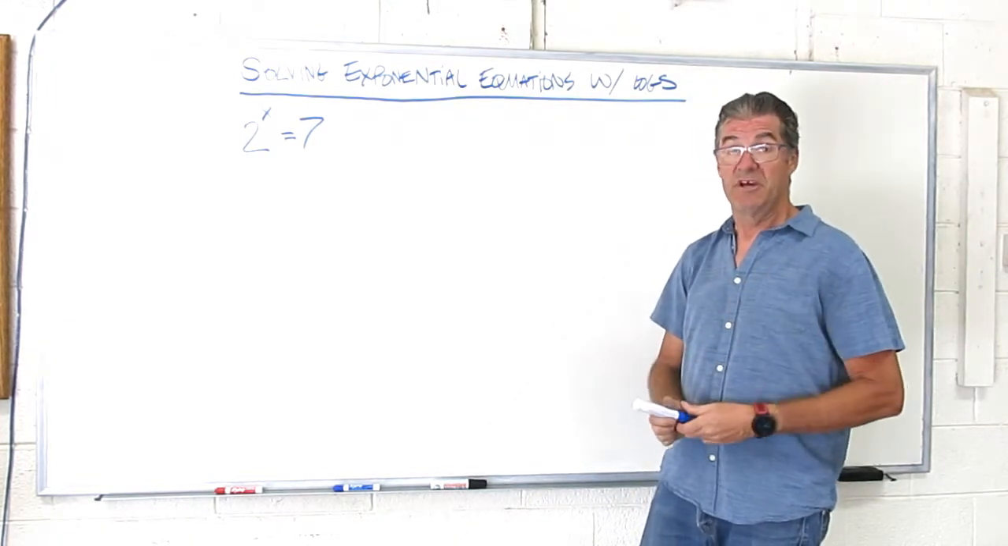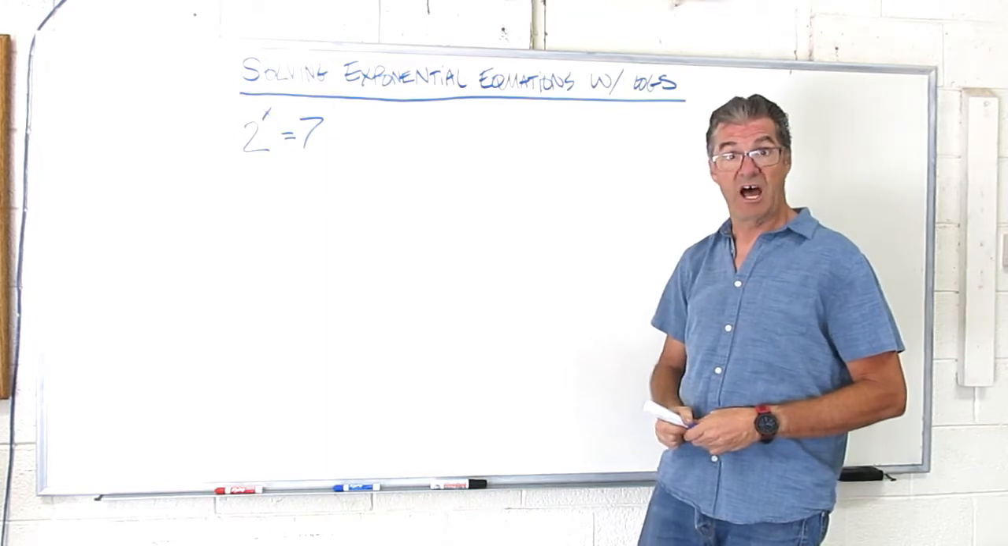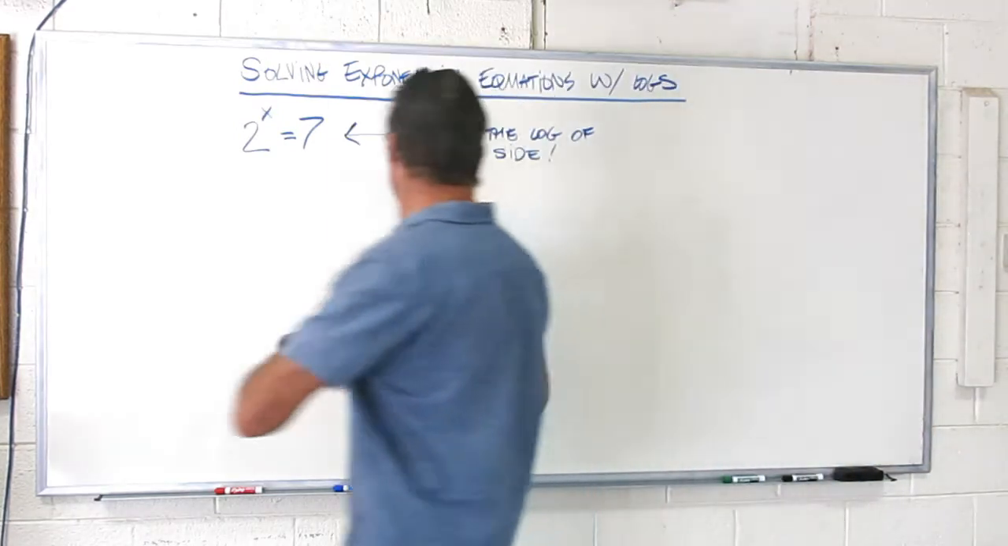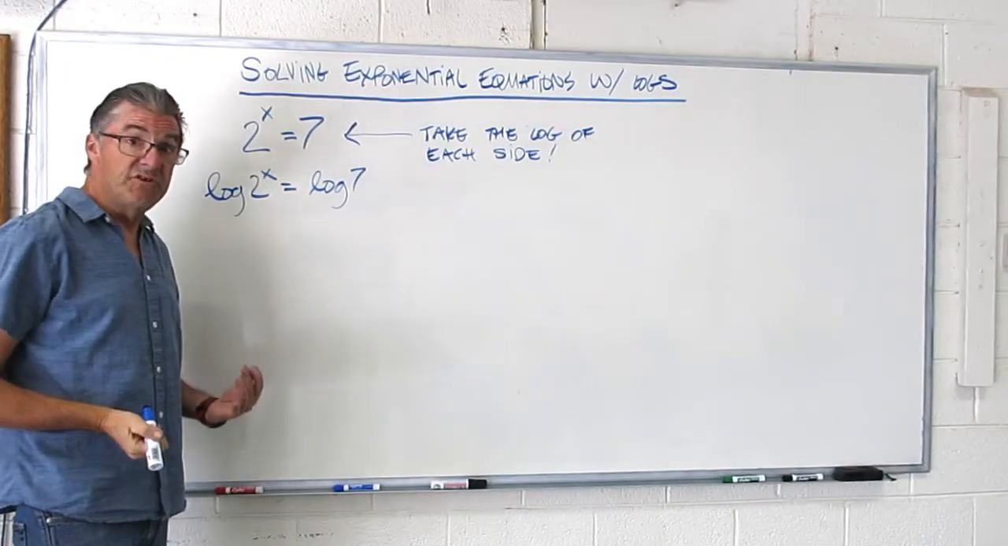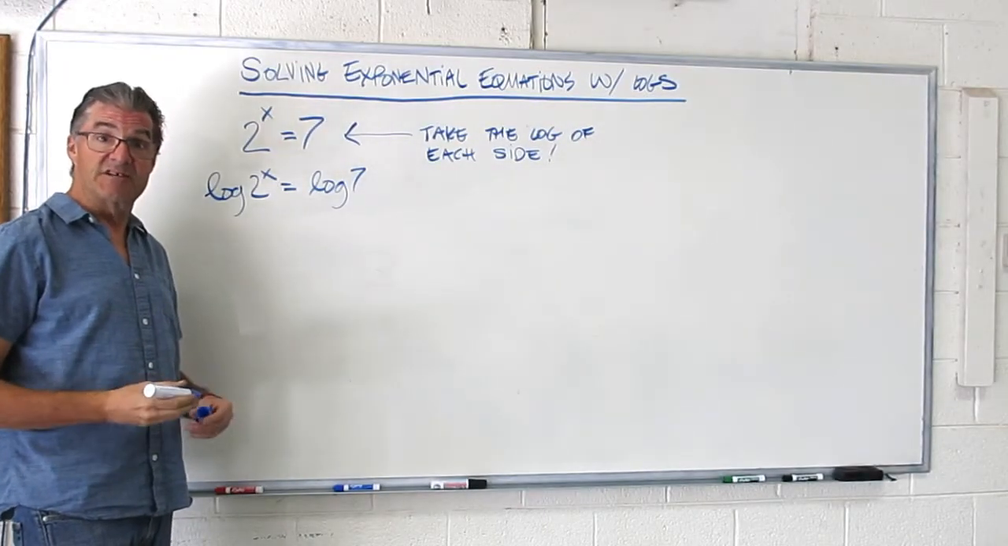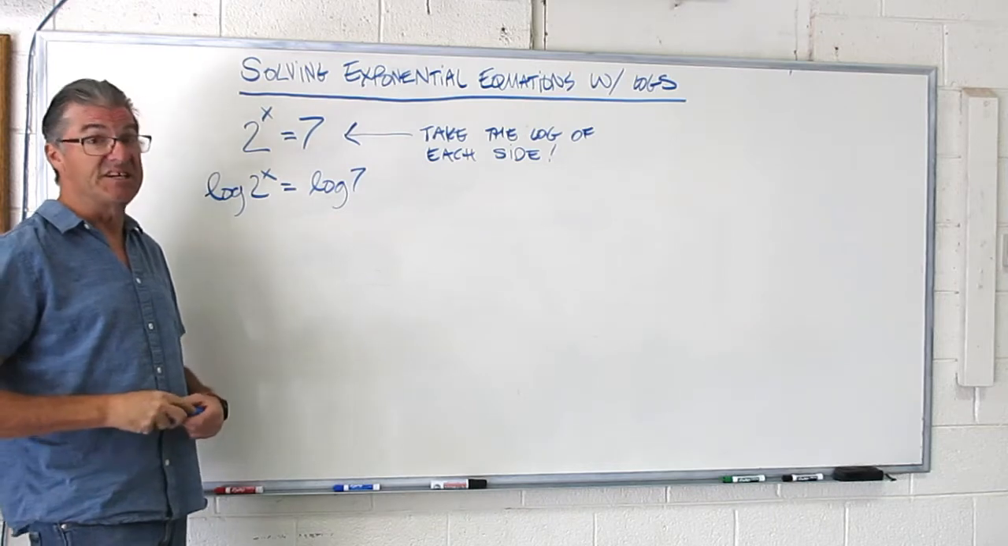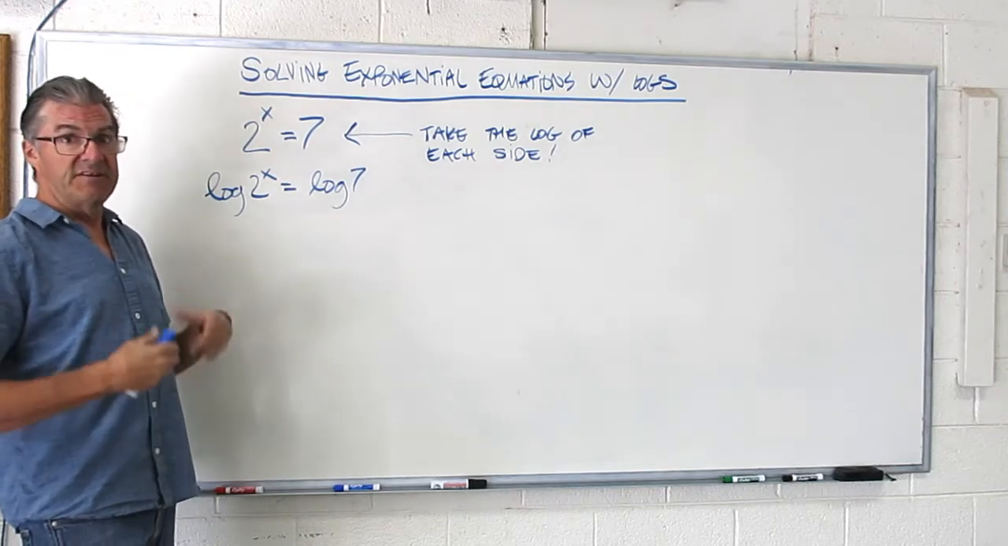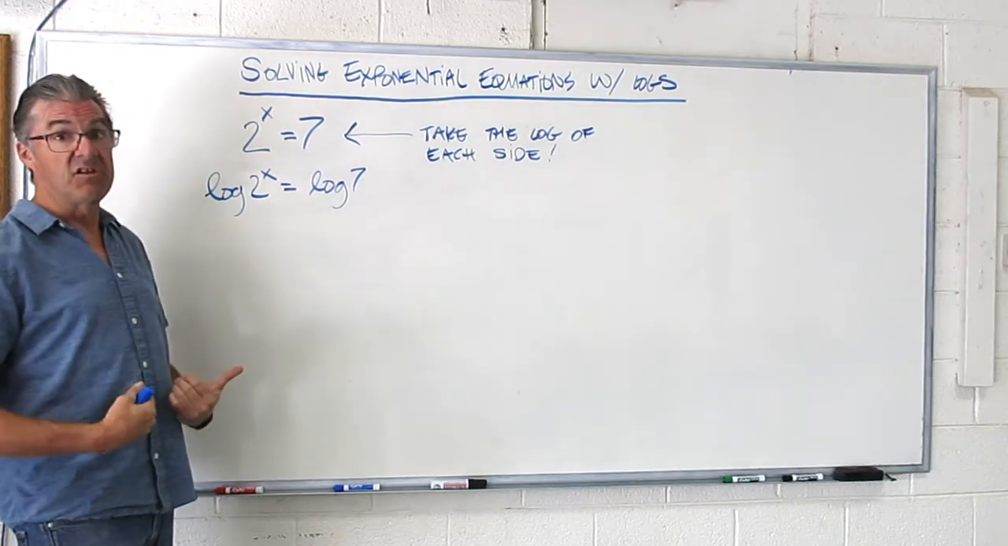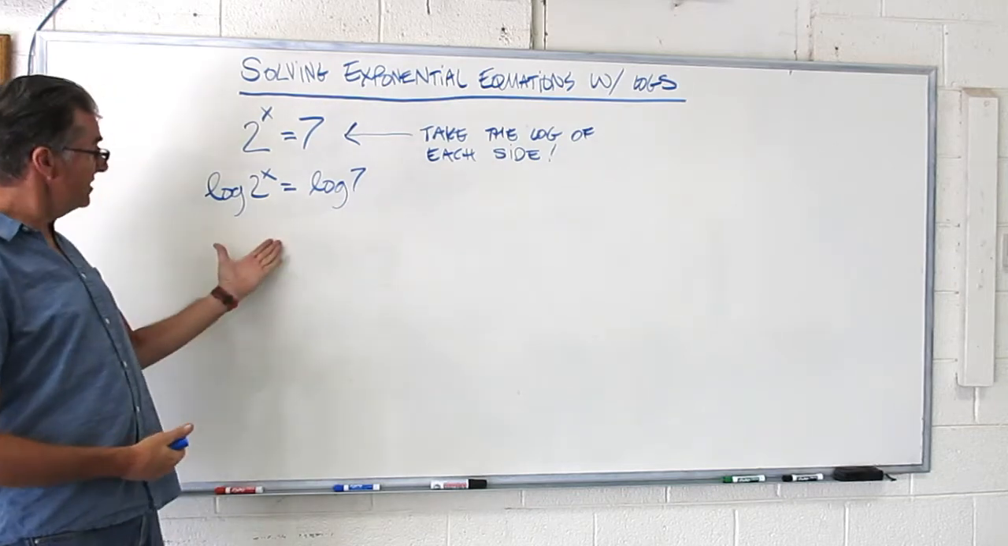So what we do is we take the log of each side. So let's do that. Watch how we go here. It's going to be log of 2 to the x equals the log of 7. So we're just using our regular equation solving techniques. We're doing the same thing to each side of our equation. But that same thing is taking the log of each side. So that's what gives us that.